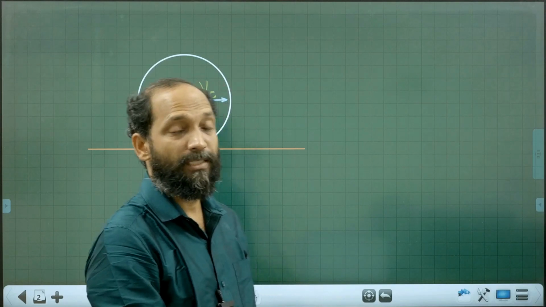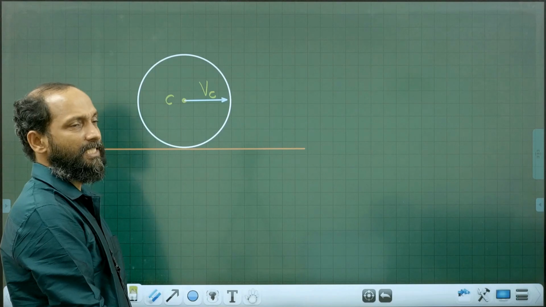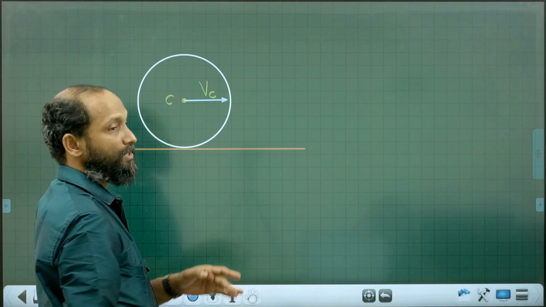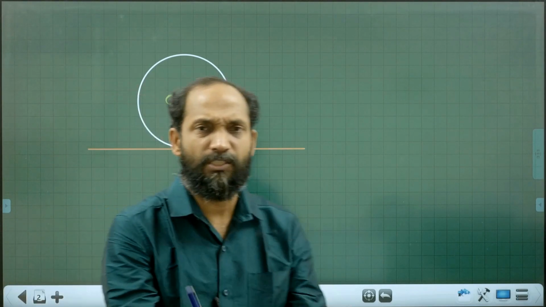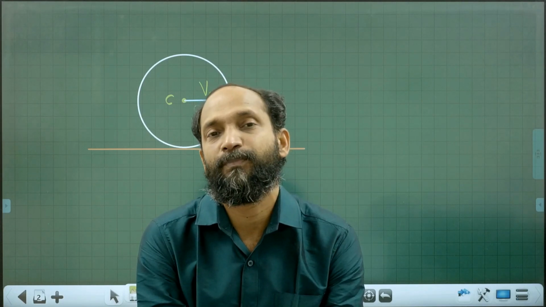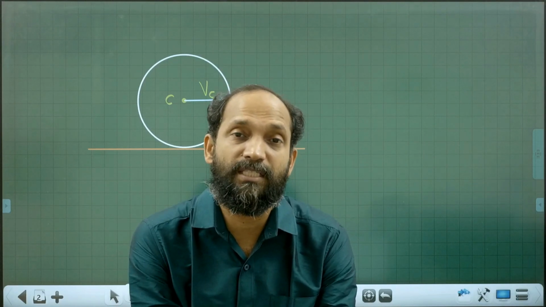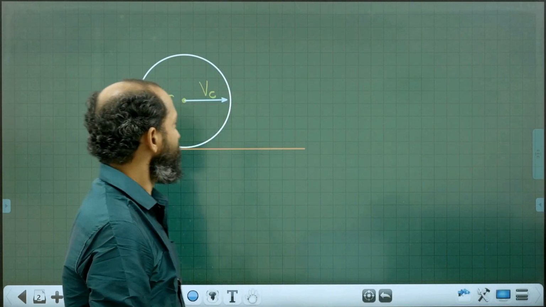In addition to that, the particles other than the center of mass possess rotation also. So all particles will have translation and rotation except at the center of mass. The particle at the center of mass only has translation. That is called rolling. We have in our syllabus only pure rolling, that means rolling without slipping.